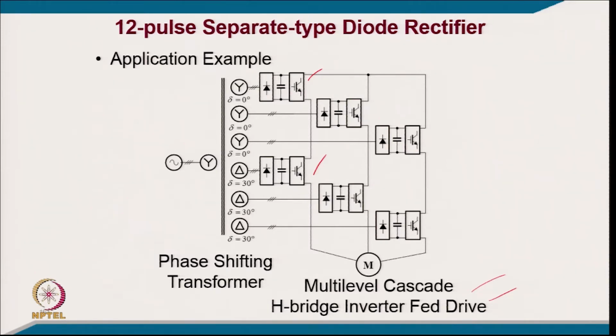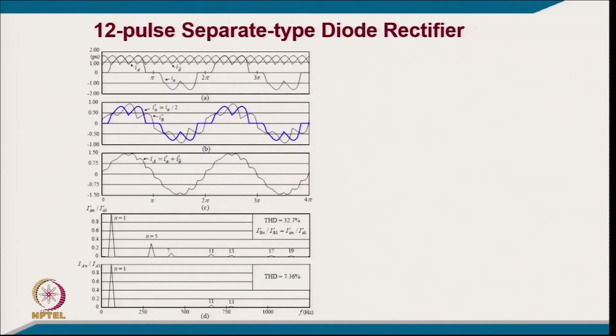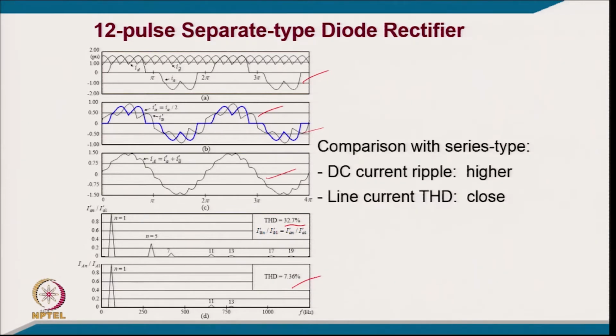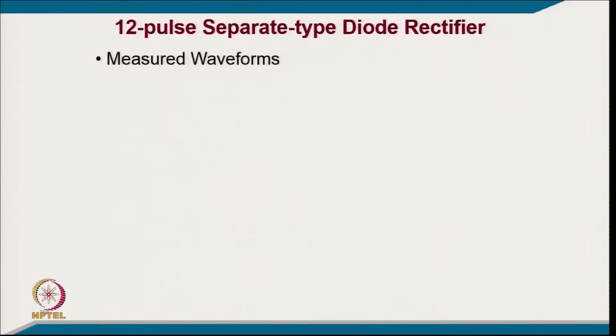which you can apply for this large rating. So, these are normally used in, you can call it, medium voltage drives of large rating, of the order of several megawatts, and you are getting typically, you can clearly see, a 6 pulse kind of current, and when you add together in 12 pulse you are getting this, and the THD here is 30, here you are getting 7.36% typically corresponding to this 12 pulse converter. So, in comparison with series type, the DC current ripple is higher and line current THD is low too.